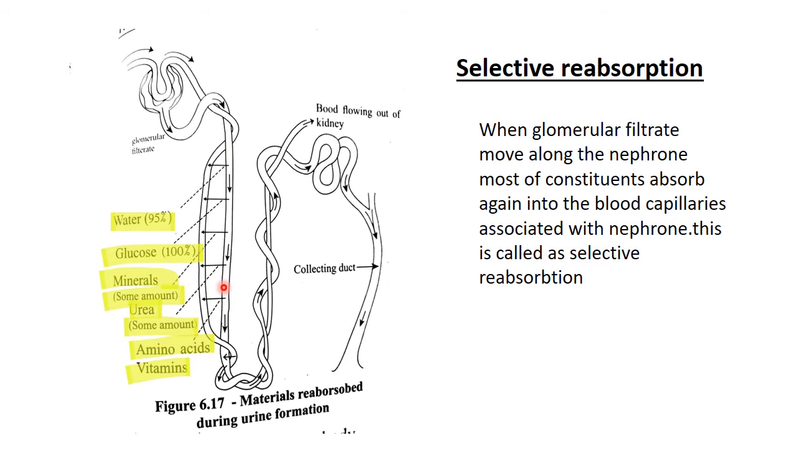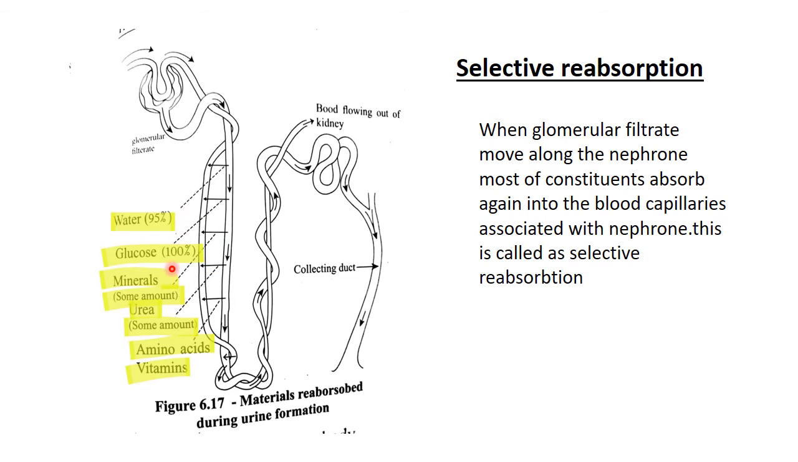But 95% of the glomerular filtrate is reabsorbed when it is moved along the nephron. But you should remember, 100% of glucose is reabsorbed in a healthy adult. If not, what will happen? The glucose may be released with urine. At that time we can consider that person as a diabetic patient, because in diabetic patients, glucose is not 100% reabsorbed into the blood.